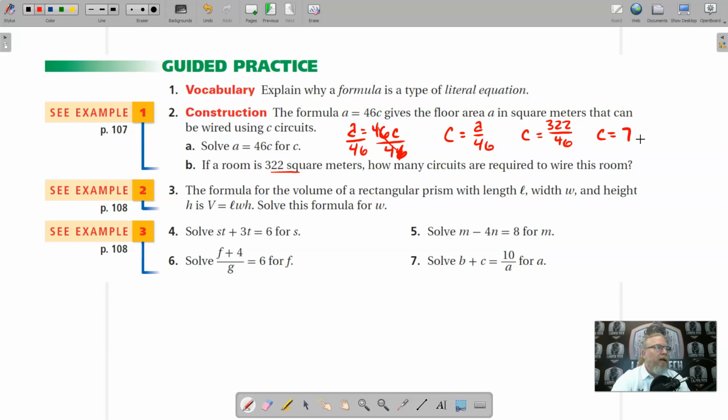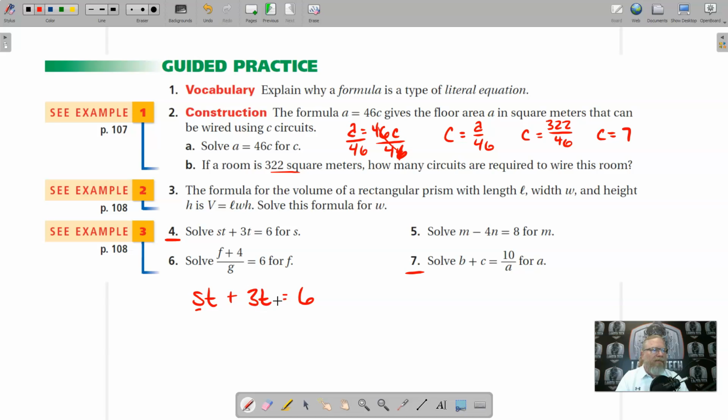All right. Let's just jump down here to the bottom. Let's do just picking 4 and 7. We'll try those. So we have st plus 3t equals 6. And they want us to solve for s. So here's what we need to solve for right there.